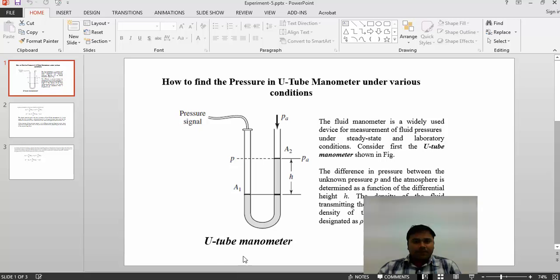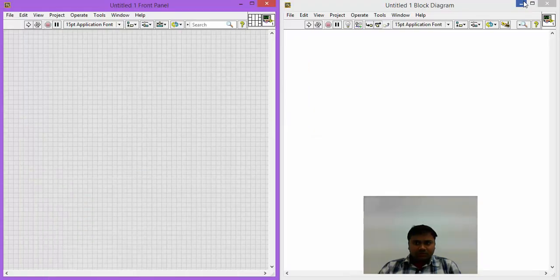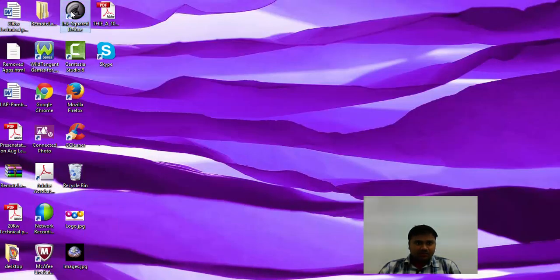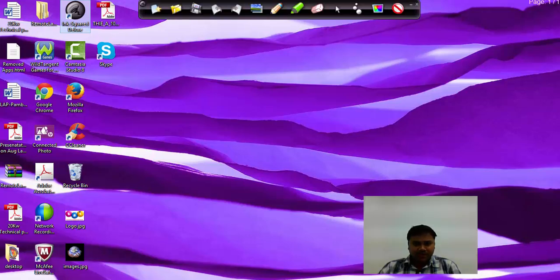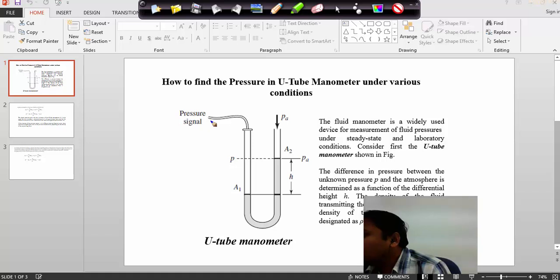As we know, the basics of this U-Tube manometer is, here you are observing the U-Tube manometer. The input signal is the pressure signal and it is exposed to atmospheric pressure.